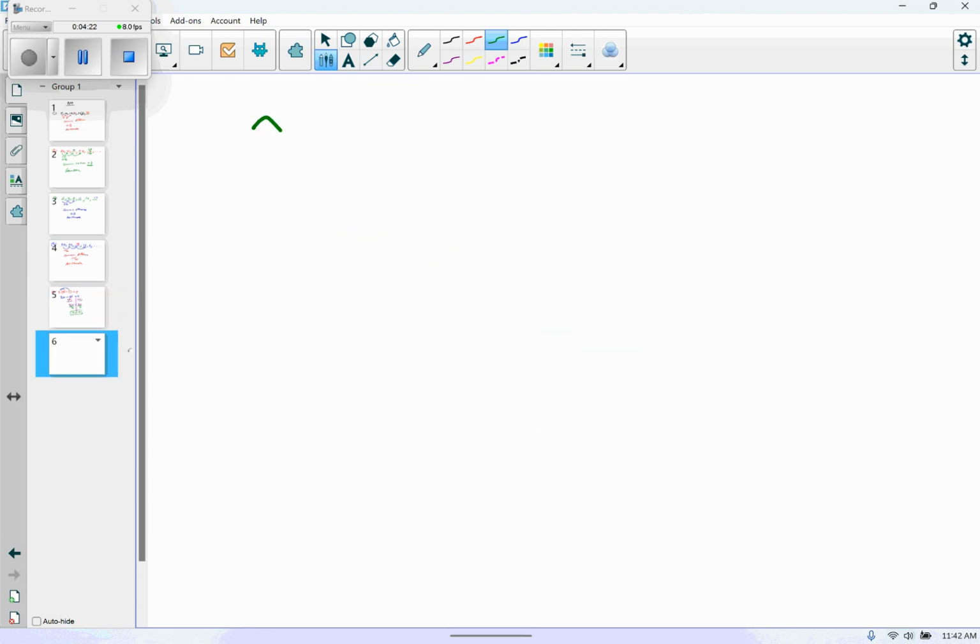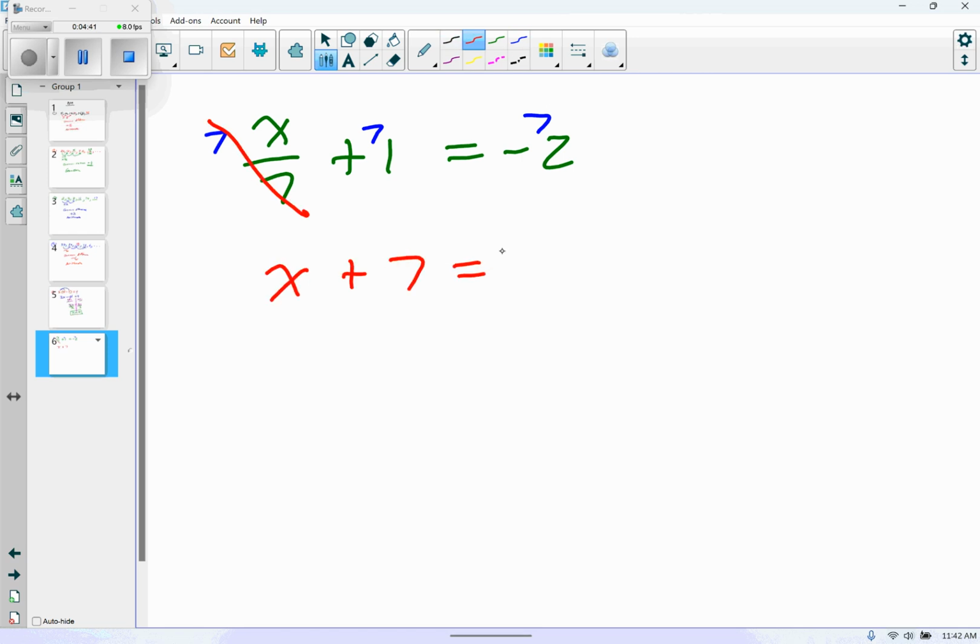The next problem is x over 7 plus 1 is equal to negative 2. Okay, so I want to do a couple things. Remember we cleared the fraction? So if I multiply everything by 7, that should work nicely. That's going to cancel out. 1 times 7 is 7. 7 times negative 2 is negative 14. Now we can go ahead and subtract 7 from both sides.